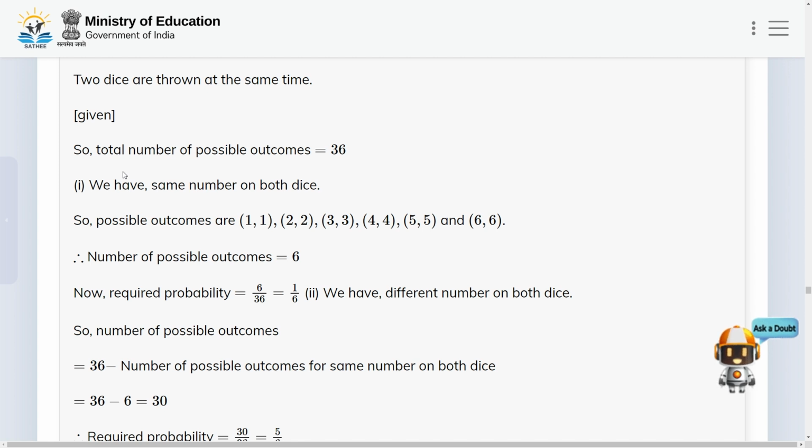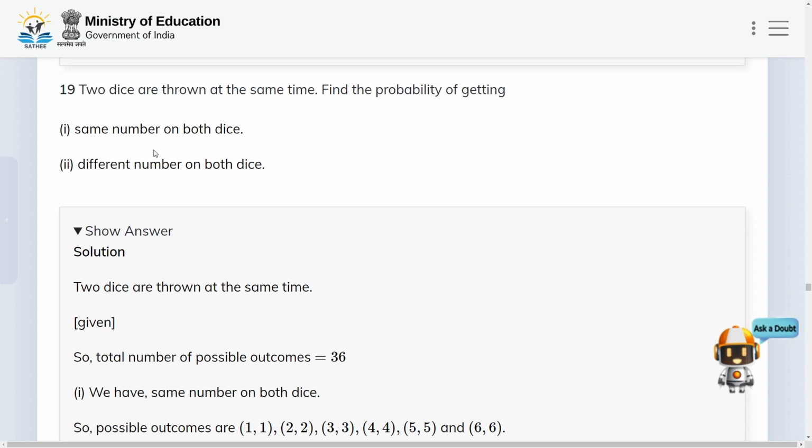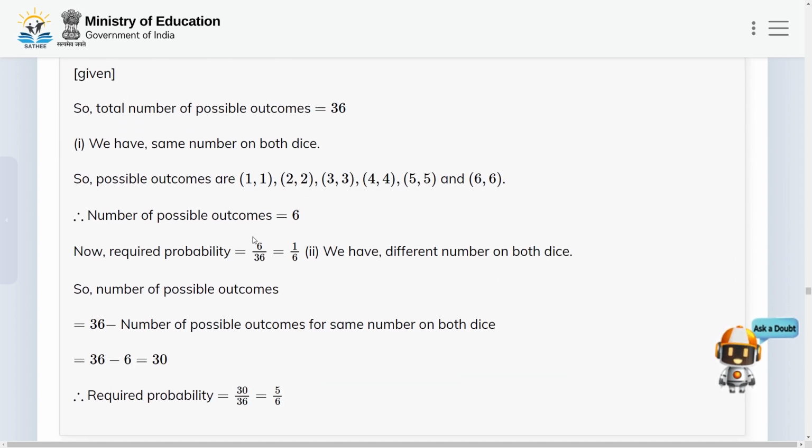So possible outcomes are (1,1), (2,2), (3,3), (4,4), (5,5), and (6,6). Therefore the number of possible outcomes is equal to 6, and the probability of getting the same number on both sides is equal to 6 by 36, that is equal to 1 by 6.